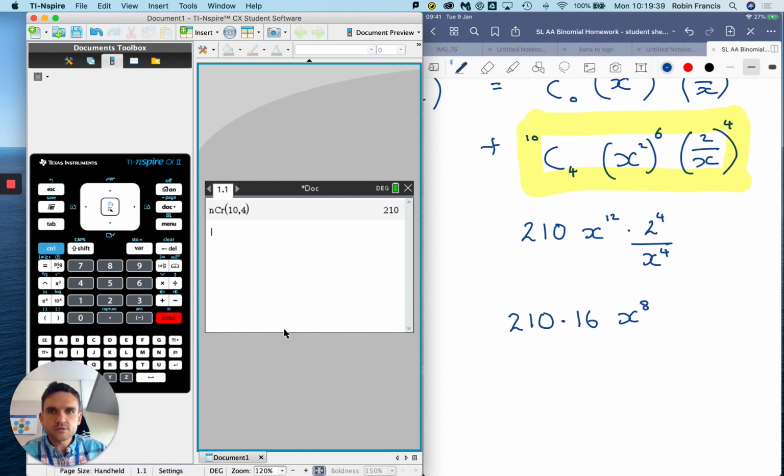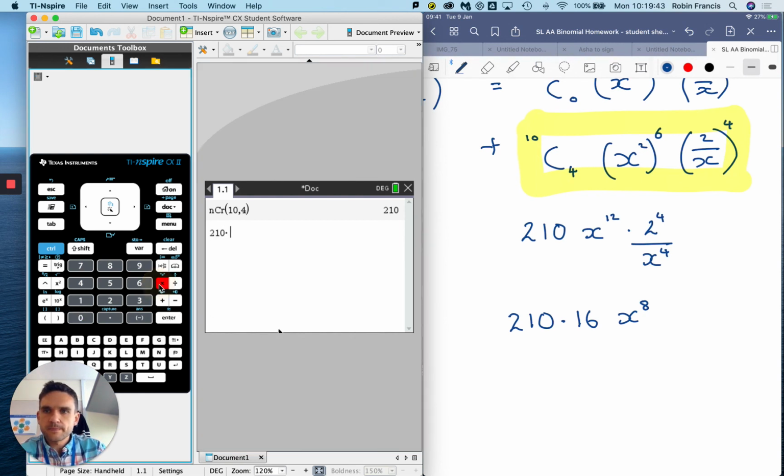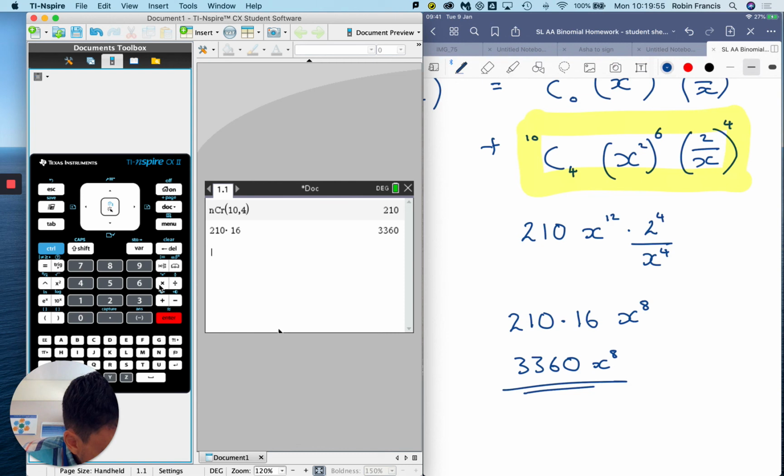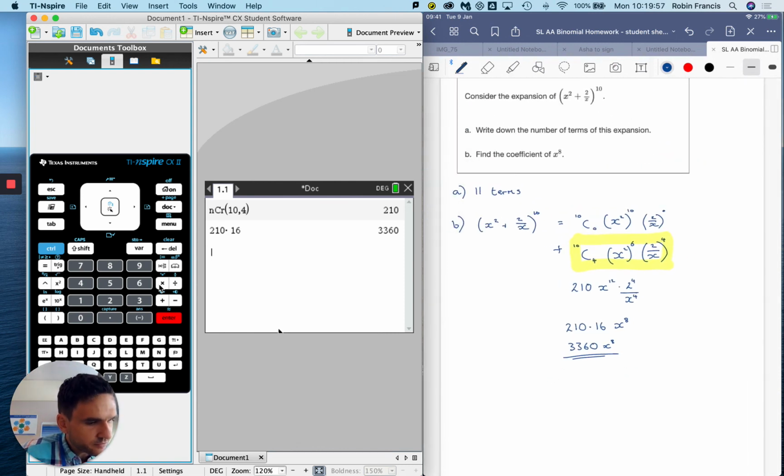So now what I need to do is 210 multiplied by 16. That's 3360. So we get 3360 x to the 8. And that's our question answered, the coefficient of x to the 8. I suppose the question only asks for the coefficient, so the coefficient would be 3360. And that's us done.